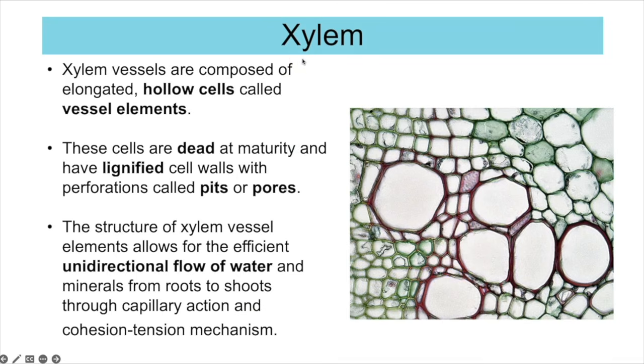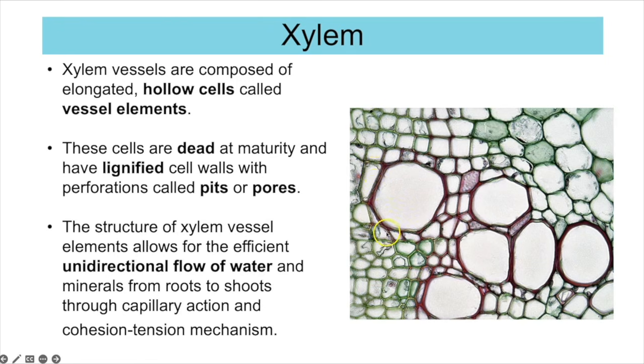Next, then, if we have a look at the xylem tissue, xylem vessels are composed of elongated hollow cells called vessel elements. This is actually looking through a cross section going into one of those, and in red here this is showing you one of those hollow xylem vessels. Now these cells are dead when they're mature, and they have lignified cell walls, so there's lots of lignin in them, which makes them waterproof and really tough.